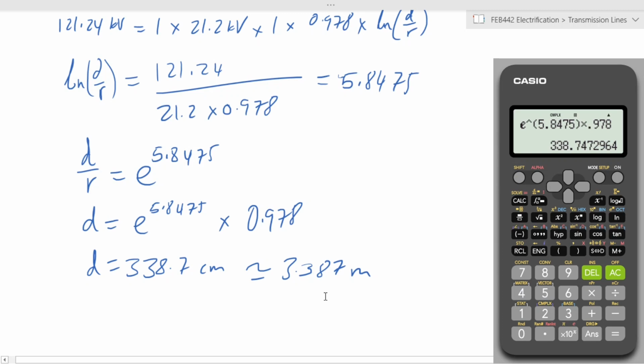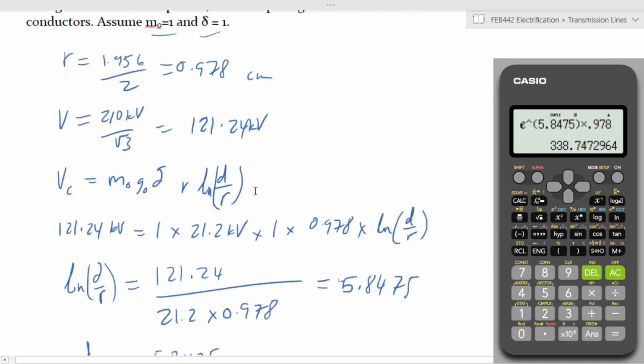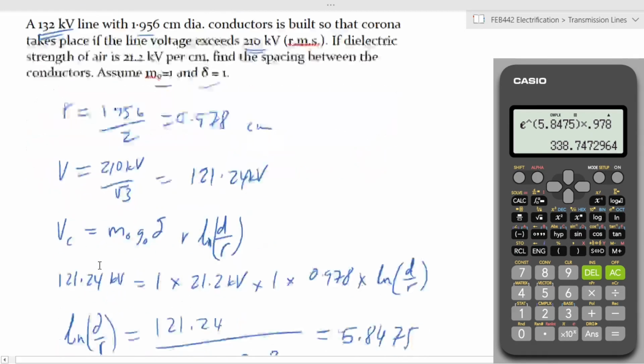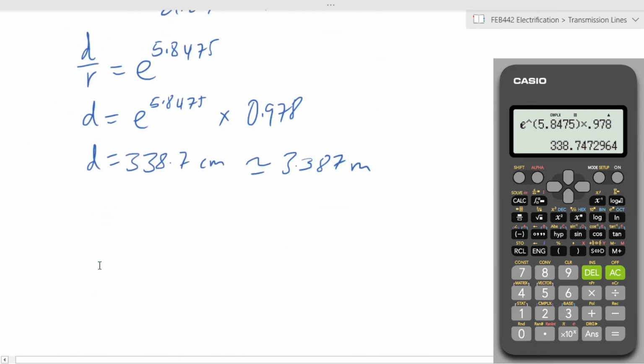That's fairly large, and this partly explains why, in terms of high voltages at 132, you usually see huge pylons with huge distances. 3 meters is fairly large, and that's a big distance to be separating your cables from each other.